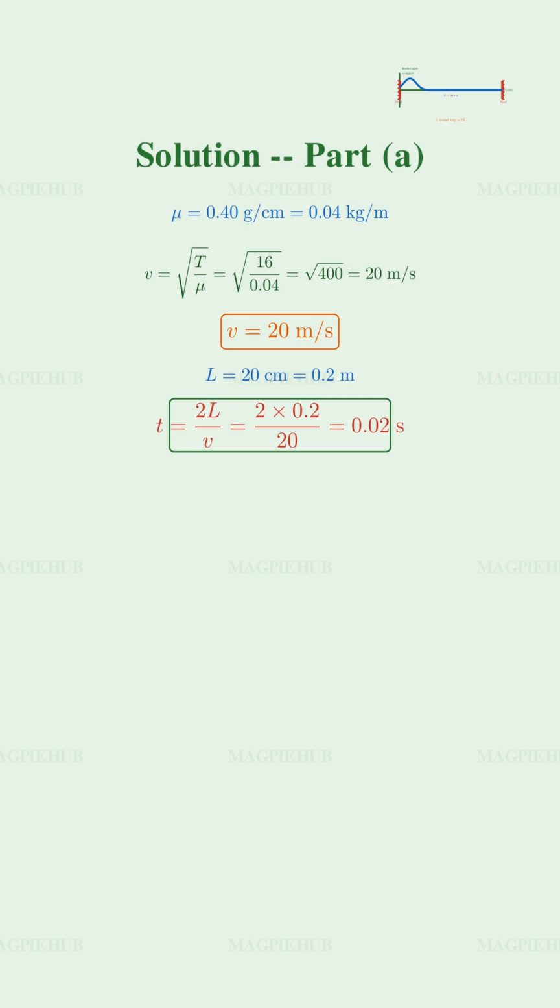Now, the string length L is 20 centimeters, that is 0.2 meters. For the pulse to return to its original shape and position, it must complete one full round trip of distance 2L. Time equals 2L over v, which is 2 times 0.2 divided by 20, giving 0.02 seconds.